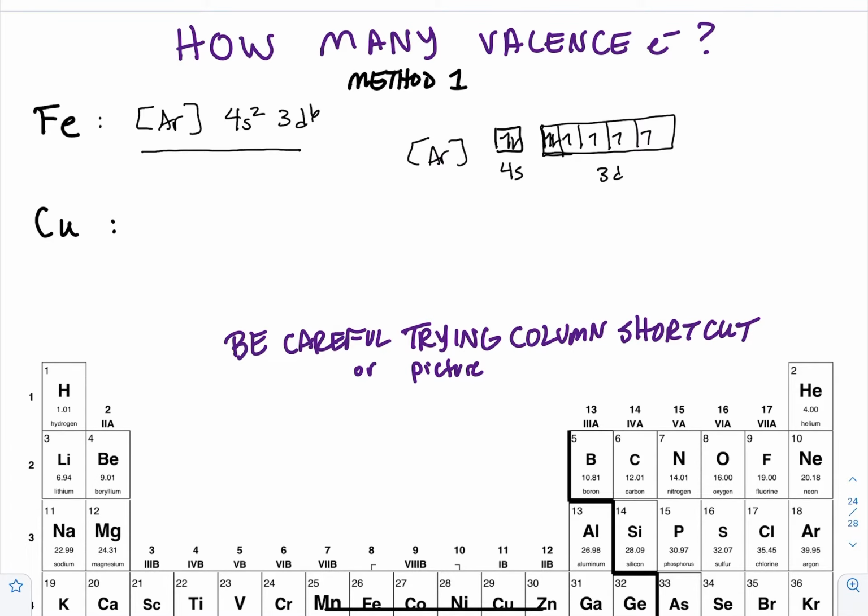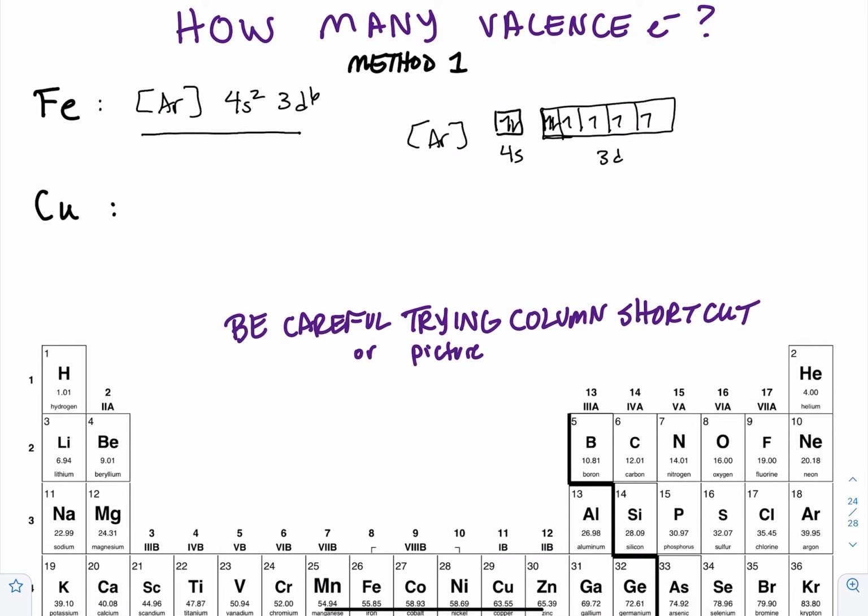Well, there are actually some debates out there on how to count this. In fact, when I took chemistry, I learned it this way. I learned that you only count the 4s electrons. You never count any other electrons. And because it's the highest energy level, you would just say, oh, there are 2 valence electrons. And you don't worry about anything else.